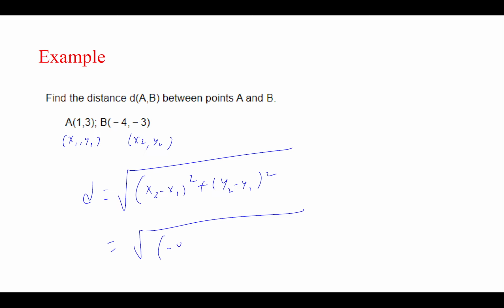x2 is negative 4 minus x1 is 1, squared. y2 is negative 3 and y1 is 3, squared. So this one is negative 5 squared, which is 25. This one is negative 6 squared, which is 36. So 25 plus 36 is 61. So that's the square root of 61. That's the distance between these two points. Okay.